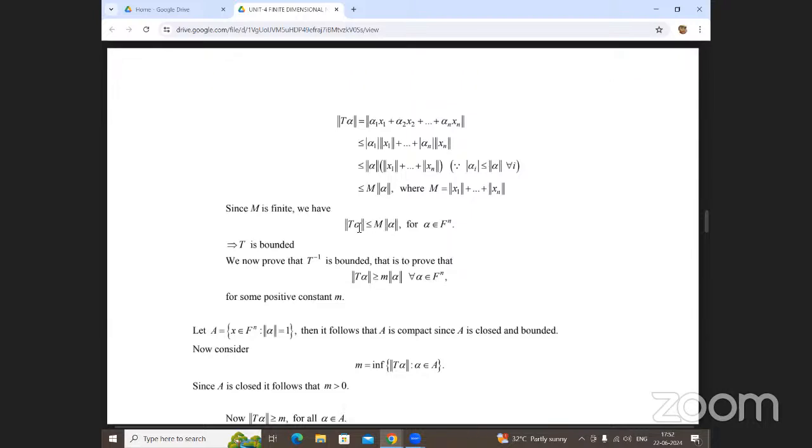In the same manner, T inverse is also continuous, as we derived in the above theorem. Norm T alpha lies between small m into norm alpha and capital M into norm alpha. According to this, norm T alpha is greater than or equal to small m into norm alpha, because the inverse of the transformation is bounded.